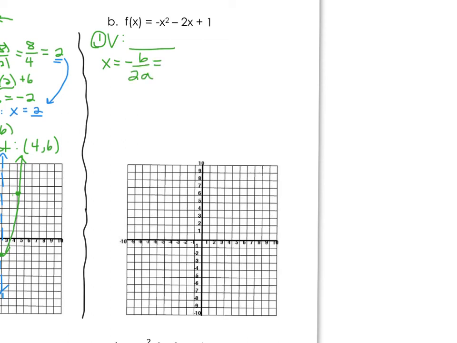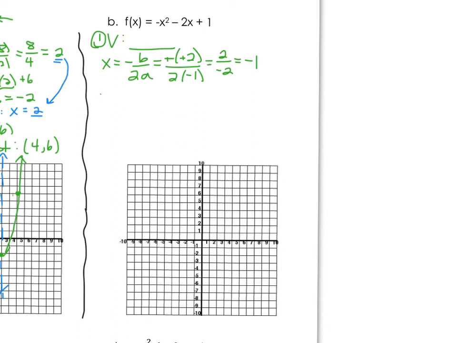If it's negative b and b equals negative 2 over 2 times a, and a is negative 1, the negatives will cancel out in the numerator, giving us positive 2, but in the denominator, 2 times negative 1 is negative 2. That will simplify our x-coordinate to negative 1. And we have to plug that back in.